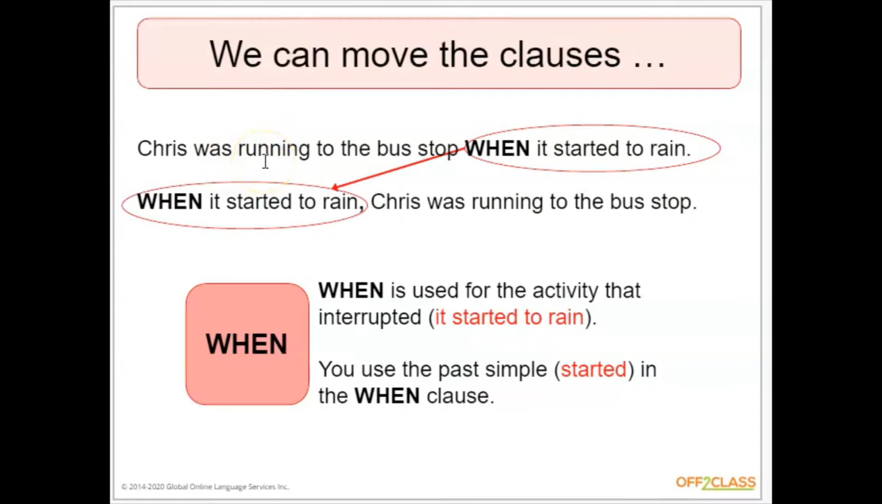Okay, and we can move these clauses. Okay, so we can start with this clause first and say when it started raining, and then the other clause. Chris was running to the bus stop. Okay, again, when is used for the activity that interrupted. Okay, it started raining. Okay, you use the past simple started in the when clause. Okay. So this can be in the second position or in the first position.